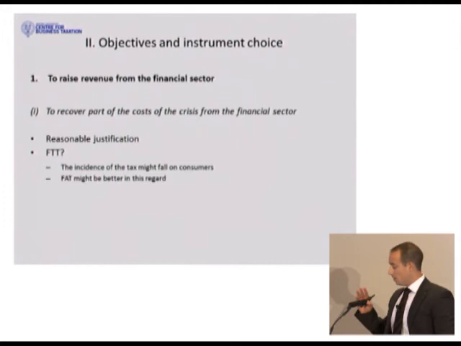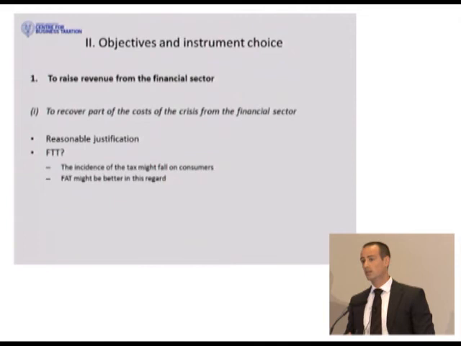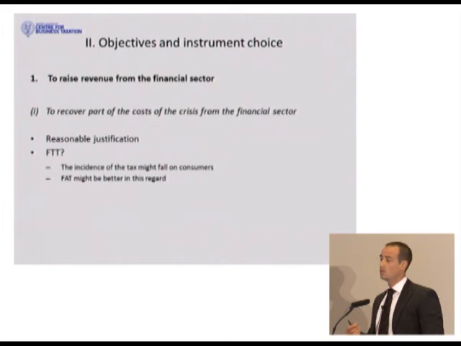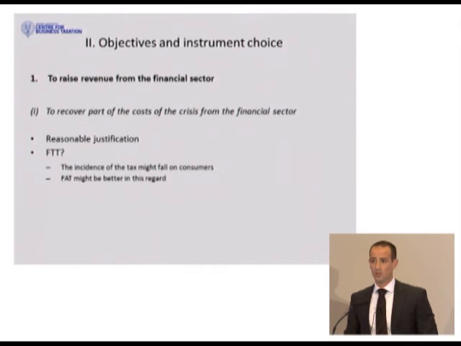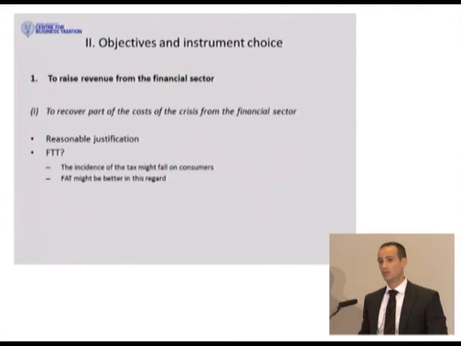I'm saying that whilst acknowledging that there's always some uncertainty as to who bears the true incidence of a tax. There's uncertainty about who bears the true incidence of a corporate tax, for instance. However, the consensus seems to be that it is likely that the economic incidence of the FTT falls on consumers. So here we have a tax which is meant to recover the cost of the crisis from the financial sector, which is actually borne by the consumer. That doesn't make much sense. The FAT would be better in this regard, because whilst there is some uncertainty about the economic incidence of the FAT, there appears to be a greater likelihood that it falls on its intended target. So I would prefer an FAT to achieve this objective.